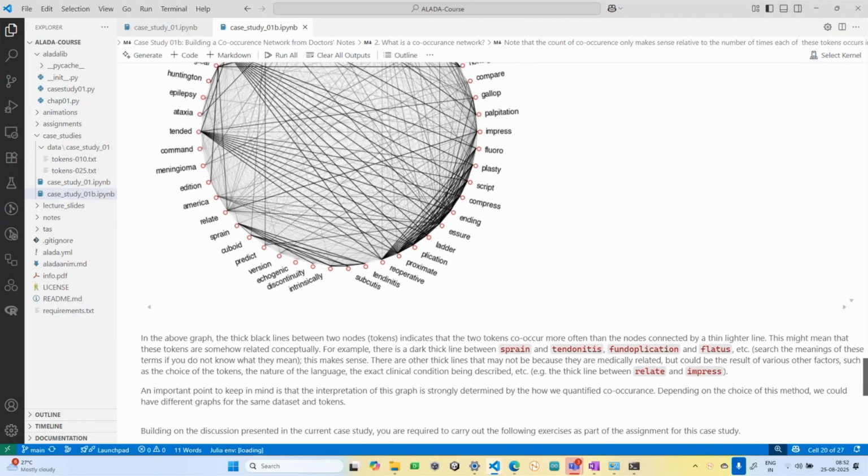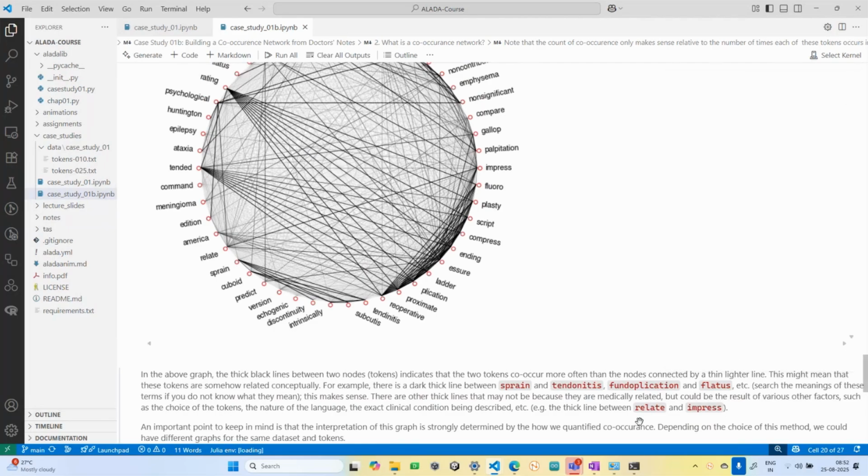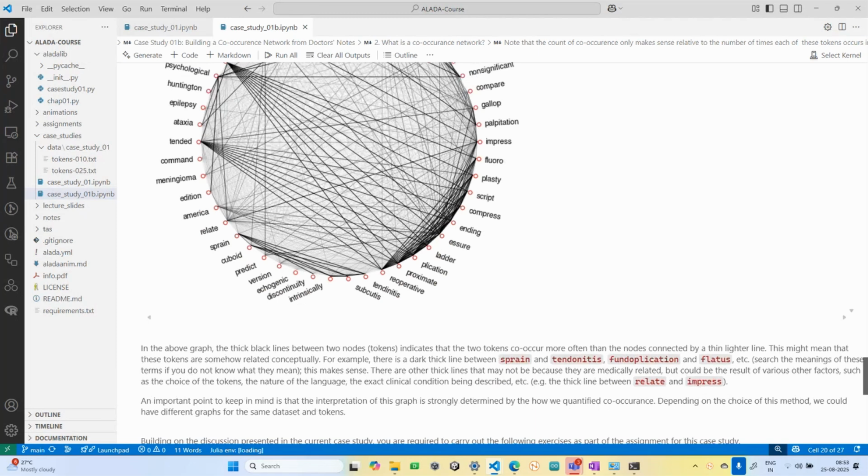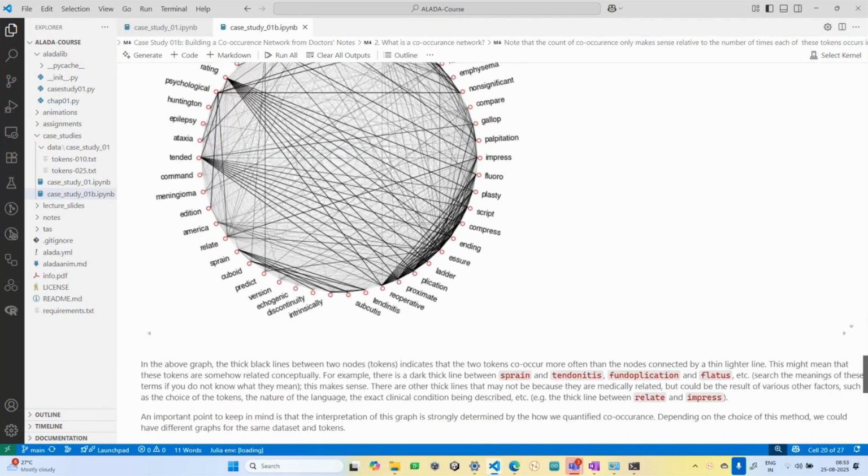But there are also other examples where the terms themselves are kind of very strange. So in the tokens, we have relate and impress. It's not clear why you would have terms like this, but nevertheless, you have those terms. But you get the idea, right?